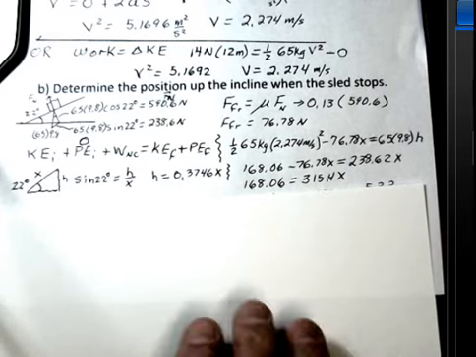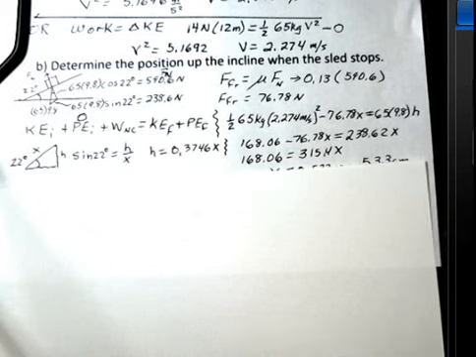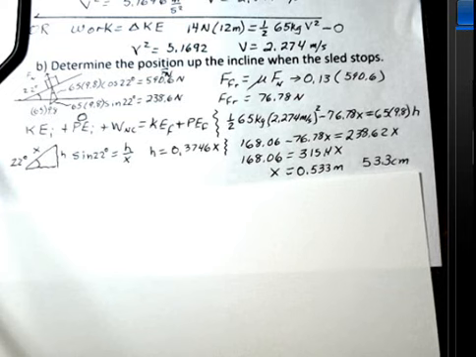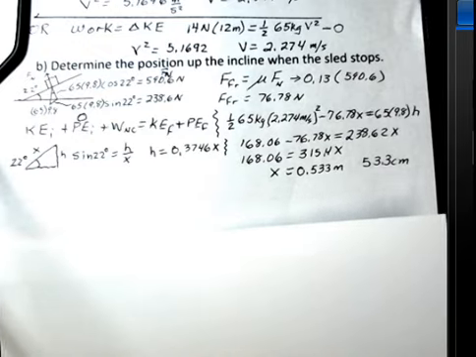We have 168.06, that's our kinetic energy, equals 315.4 times x. And solving for this, our x is 0.533 meters, and we have a distance up the ramp, 53.3 centimeters. That's how far the sled will slide up the ramp before coming to rest.